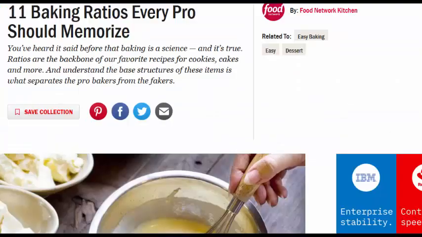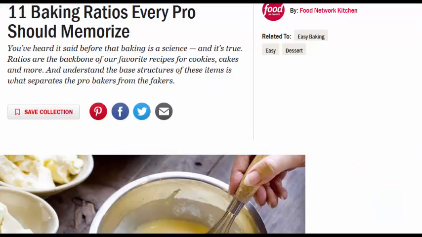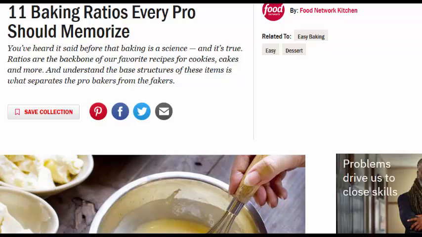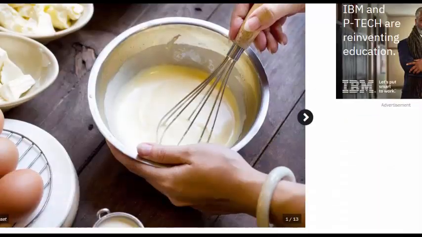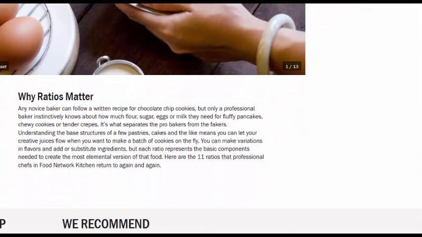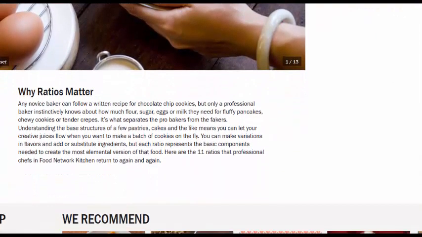Now another place where ratios arise quite often is in baking. I actually found this nice little website, 11 baking ratios every pro should memorize. And it talks about why ratios matter. So there are certain ratios apparently in baking that work regardless of the size that you're going to make, whether you're going to make a large amount of something or a smaller amount of something.